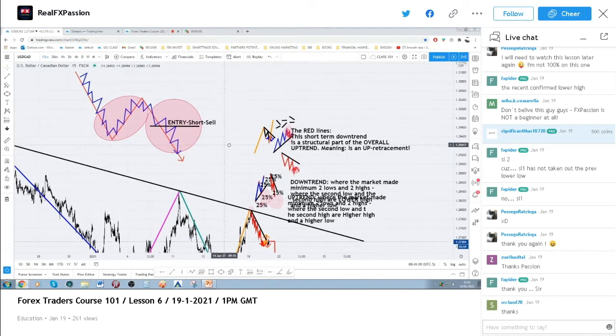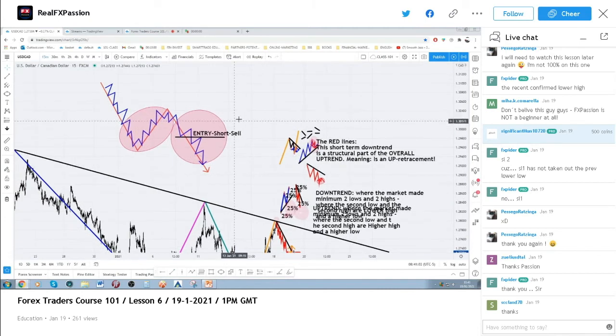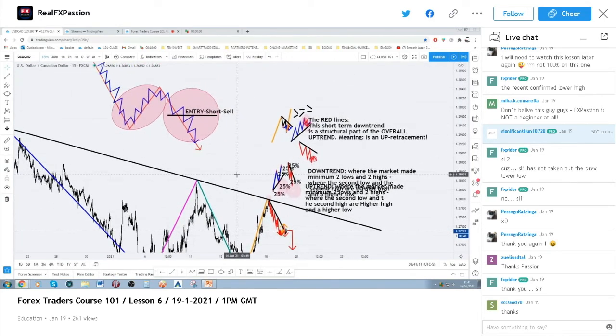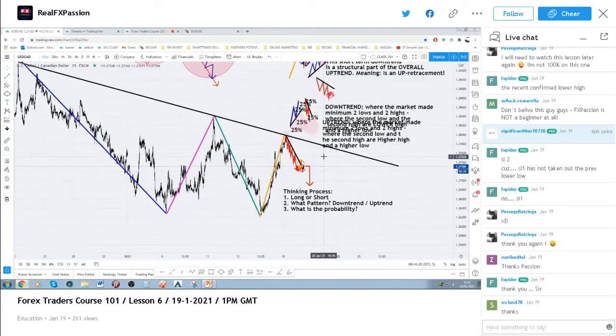Now the question is, are we shorting? As a beginner trader, I need to make a decision. Am I shorting the red line, as you can see in here, or am I shorting the blue line, which is the short-term downtrend? What is your choice, everybody?